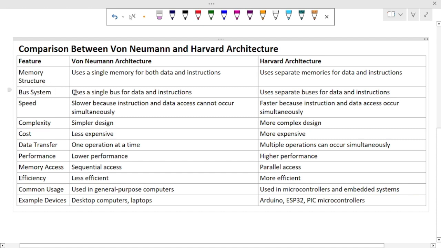In terms of bus, von Neumann uses a single bus for data and instruction. Then for Harvard, they use separate buses, a separate bus for data and a separate bus for instruction. Von Neumann, single. Harvard, they are separate.